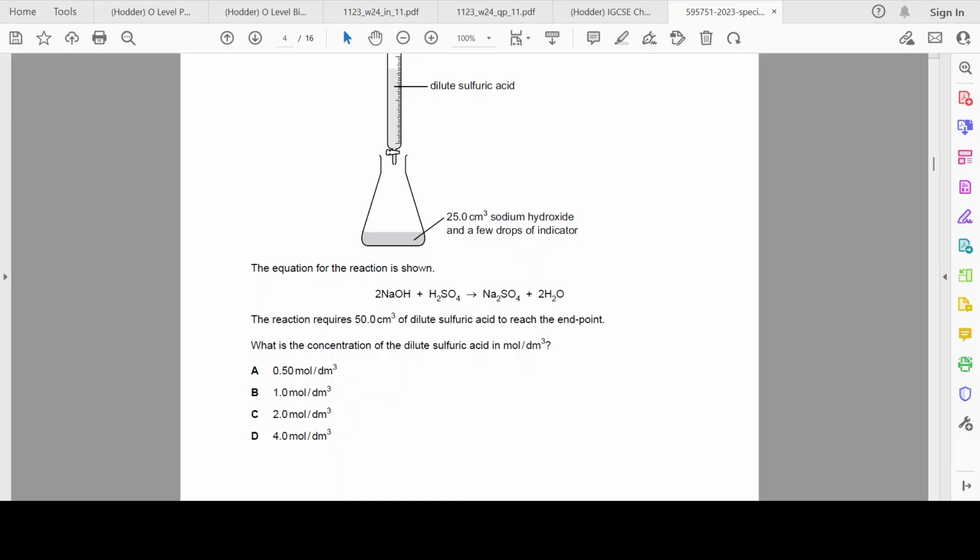So the quick formula for solving titration problems is better than going step by step, finding the number of moles and then converting that. That's going to take a lot of time, right? And so the quick way is what you want to do.